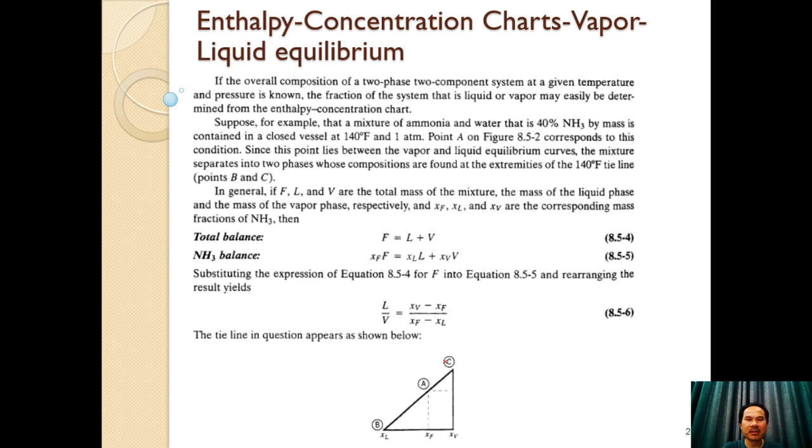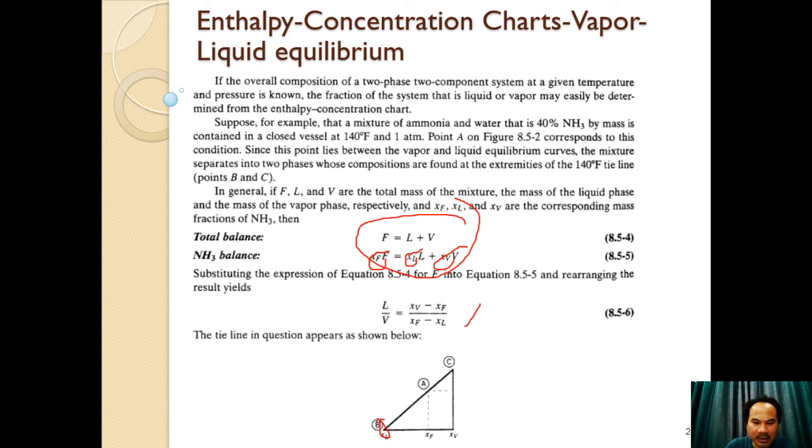Another technique is the lever arm rule. If you have liquid and vapor, you balance the total mass: feed equals liquid plus vapor. The ammonia balance is XF, the mole fraction of ammonia in the feed, times F equals XL times L plus XV times V. We balance on a steady-state process with no reaction. This is the ammonia in the feed, in the liquid, and in the vapor phase. Then you rearrange these two equations and get the ratio L over V equals XV minus XF divided by XF minus XL.